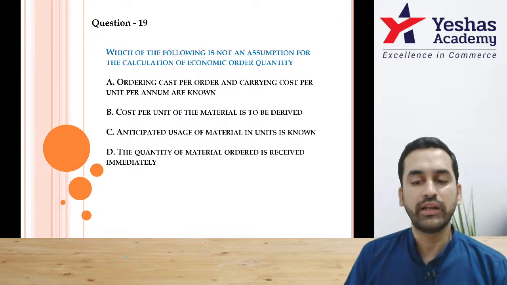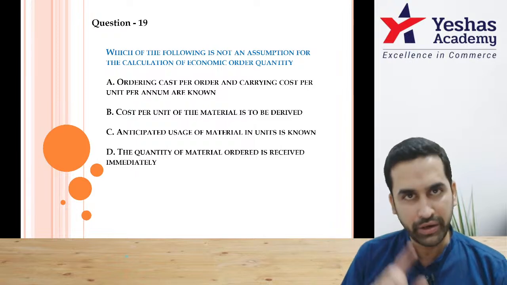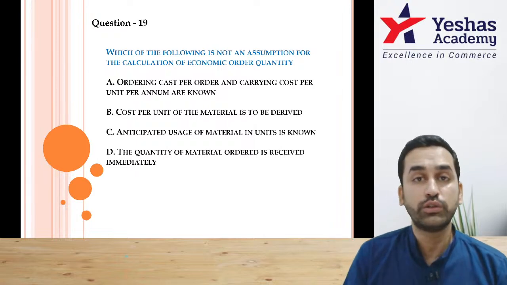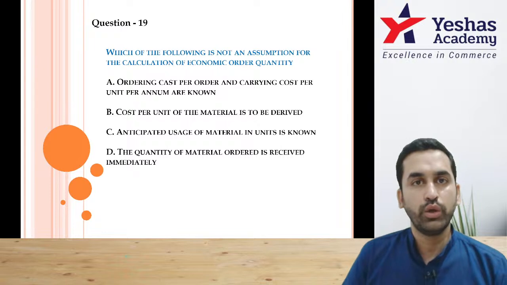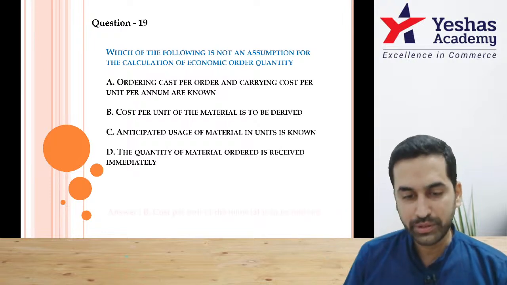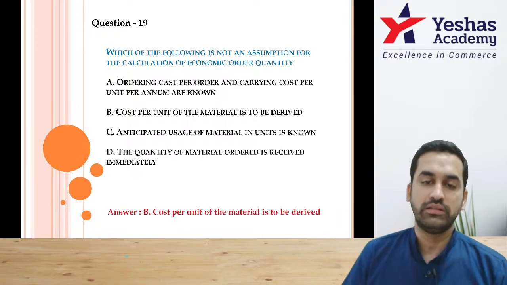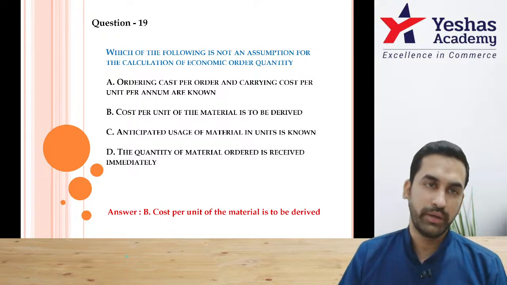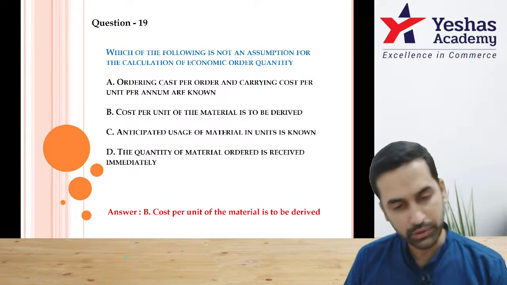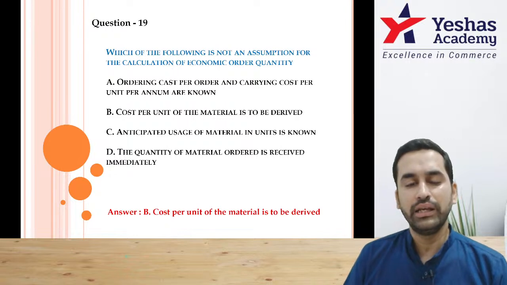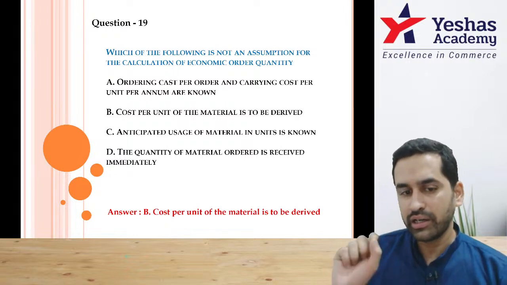The quantity of material ordered is received immediately. Perfect. One of the assumptions of EOQ is there is no lead time. You place the order now, you will get the item immediately. Option B is not a valid assumption because the question says which one is not a valid assumption. Option B is the answer. If you're getting confused, read that option B again.